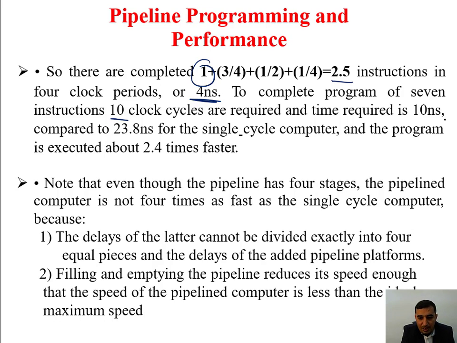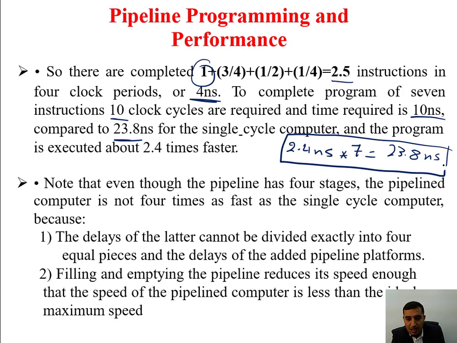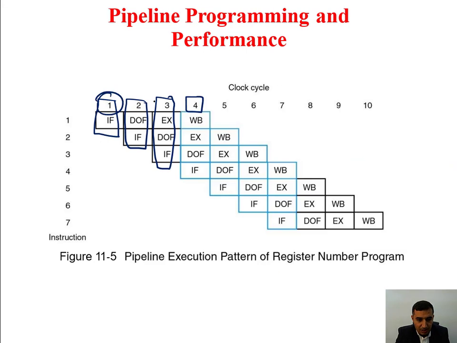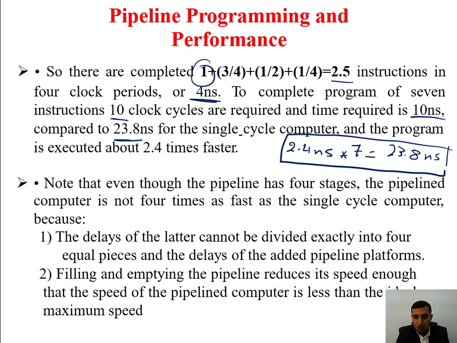The time required is 10 nanoseconds compared to 23 nanoseconds if we had done it in a normal computer, where we remember that the time was 2.4 nanoseconds. Multiply it by 7, you are going to get 23.8 nanoseconds, which is for a conventional data path. As for our data path, we needed 10 cycles, as you can see here, from cycle 1 to cycle 10 to finish 7 instructions, and each one of these is 1 nanosecond. So we multiply 10 by 1, it's 10 nanoseconds.